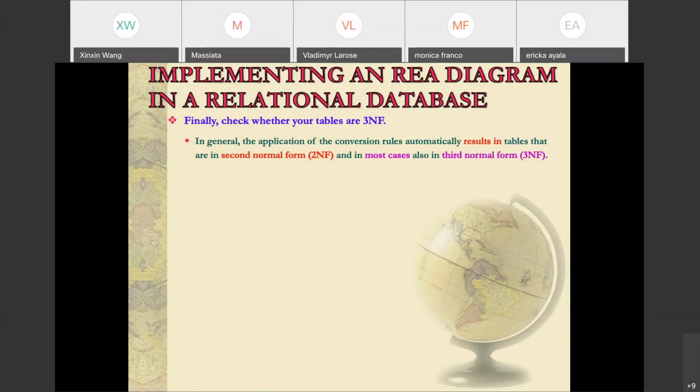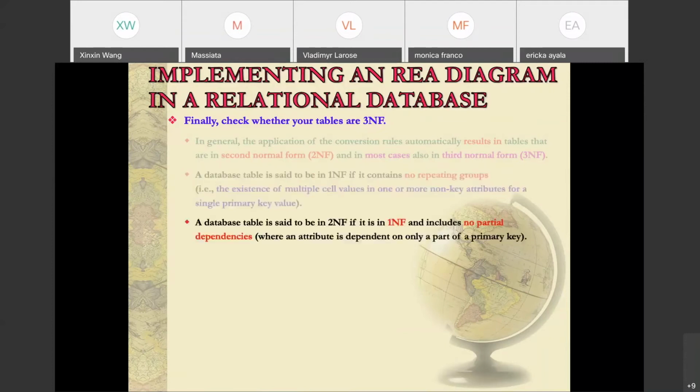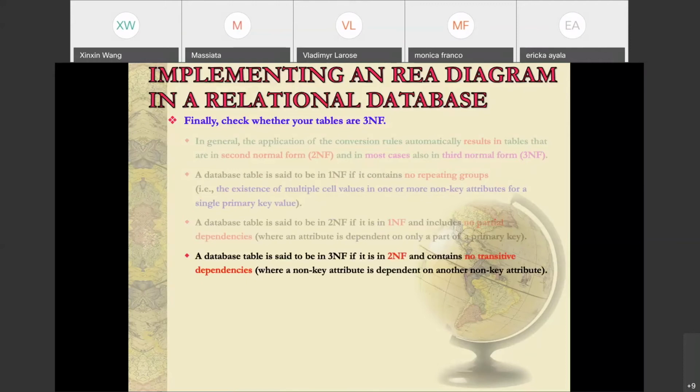There are exceptions. A database table is said to be in first normal form if it contains no repeating group. I'm repeating this. This is very important. Okay, guys? So second normal form is in first normal form, but also includes no partial dependency. Third normal form is in the second normal form and contains no transitive dependency.